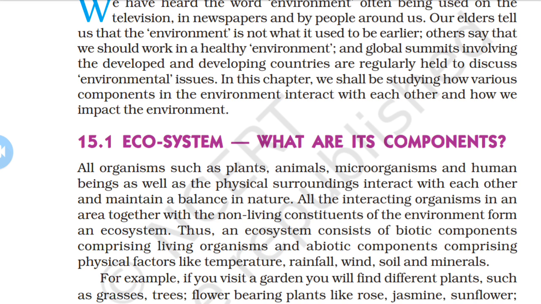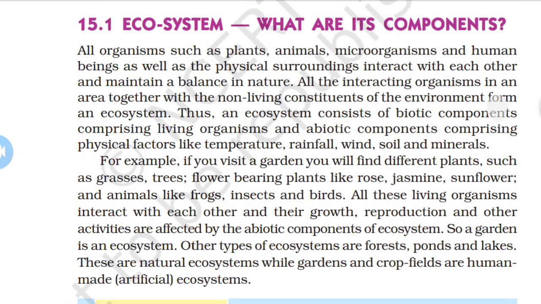The biotic components of an ecosystem are all the living organisms. The non-biotic components are the physical factors like temperature, rainfall, wind, soil, and minerals. For example, forests, ponds, lakes, and deserts are natural ecosystems.